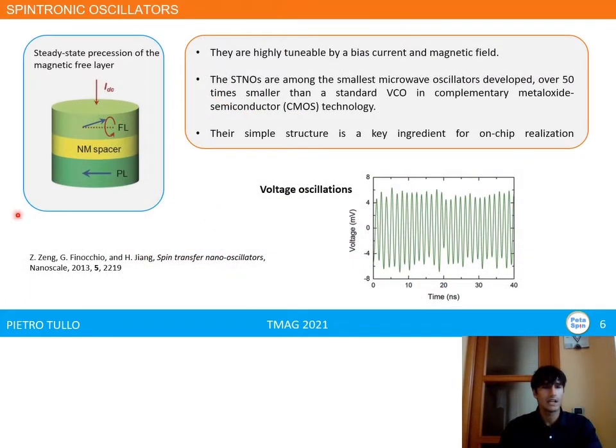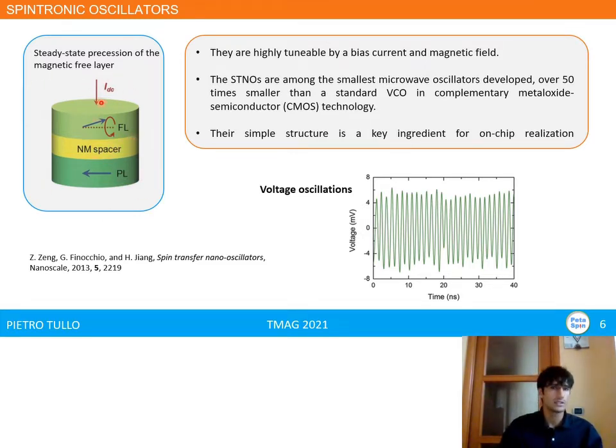Our proposal is to realize an Ising machine with spintronic oscillators that are highly tunable by a bias current and a magnetic field. Also, they are among the smallest microwave oscillators developed. And their simple structure is a key ingredient for on-chip realization. Here there is their structure. Okay, we can have a fixed layer, or a pinned layer, that serves as a polarizer.